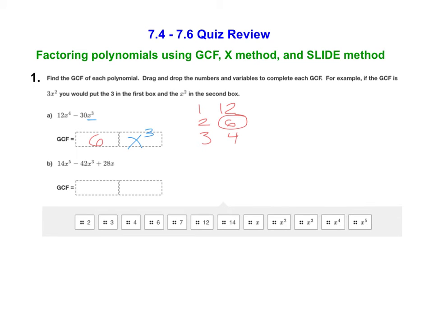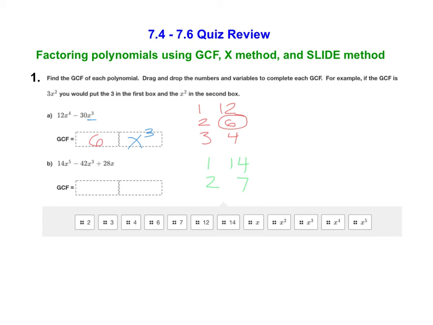Let's do the same on this next one. Here we have three coefficients, 14, 42, and 28. I'm going to look at the one with the fewest amount of factors, which is the 14. The only ways to multiply to 14 are 1 times 14 or 2 times 7.